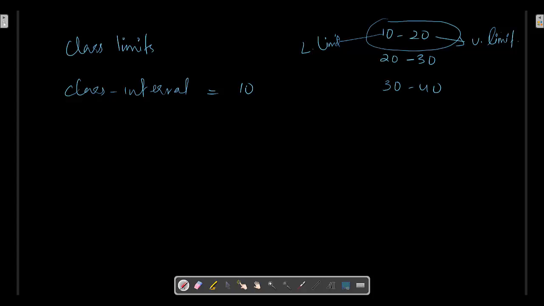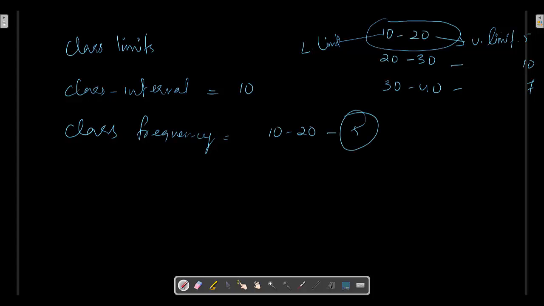For class frequency, let's say our frequencies are 5, 10, 7. If we're taking the class limit as 10 to 20, our class frequency is 5.